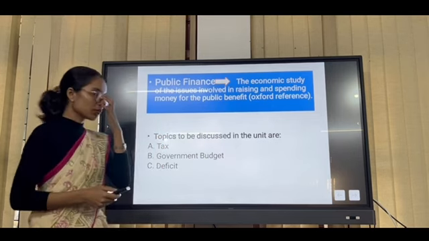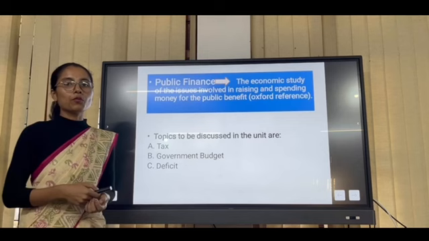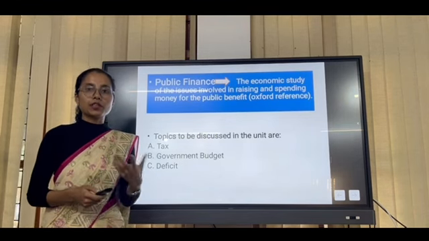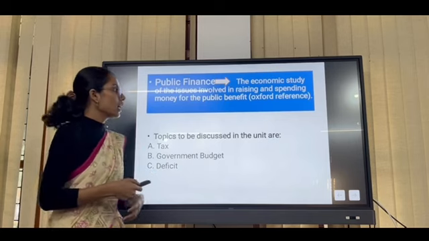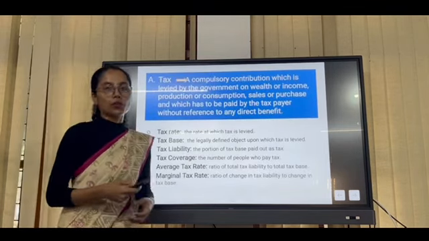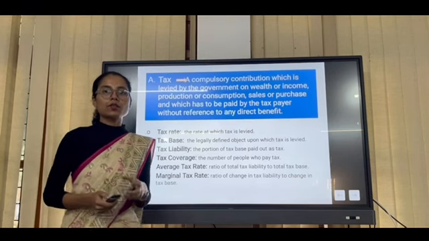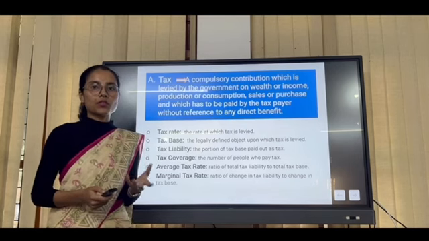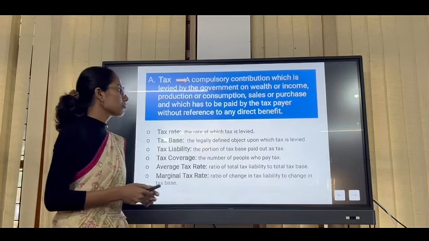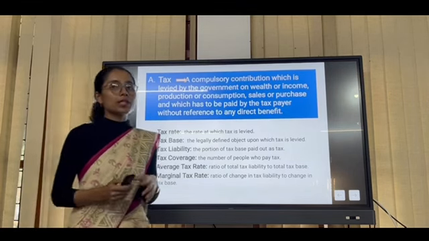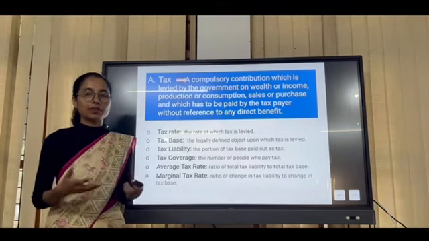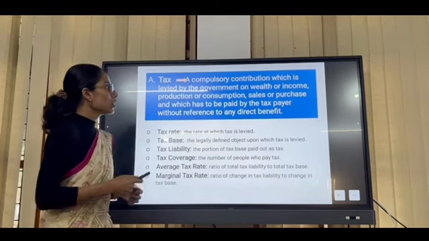Now, tax is one way through which government collects or generates revenue from the public. Therefore, first we will know what is tax. Tax is a word that everyone comes to hear in their day-to-day lives, and we simply know that tax is something that the general public pay to the government. Okay.